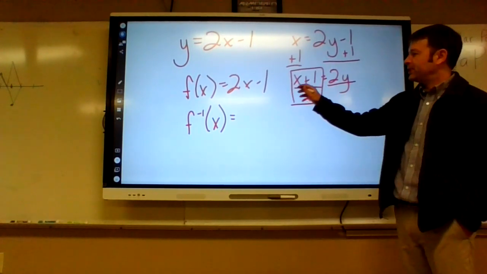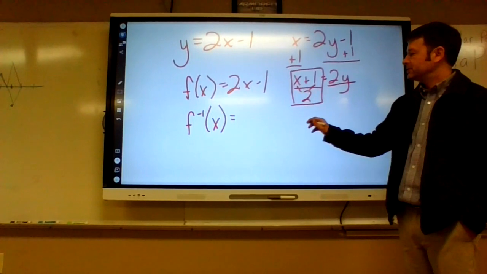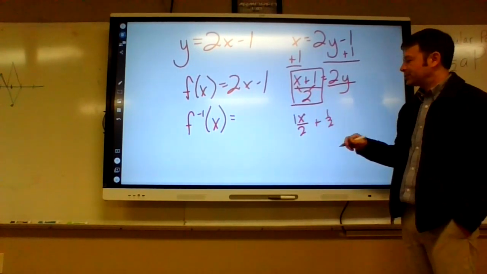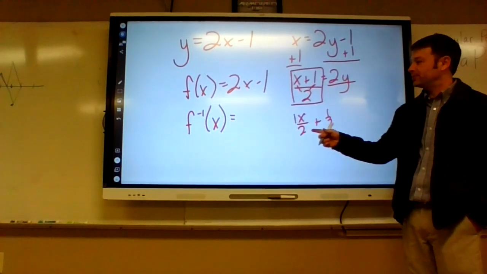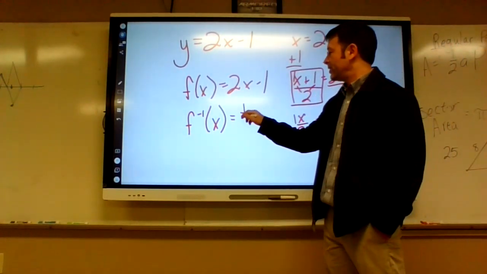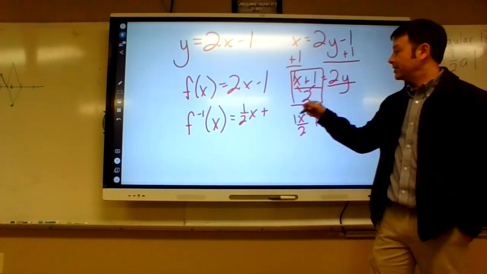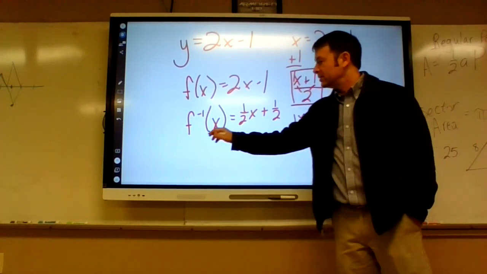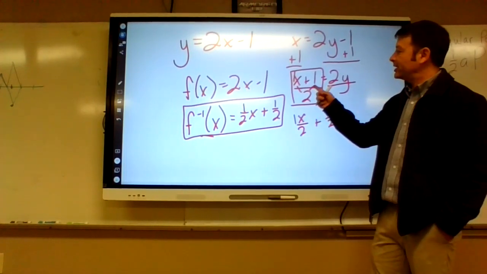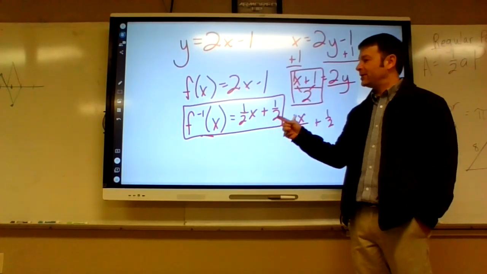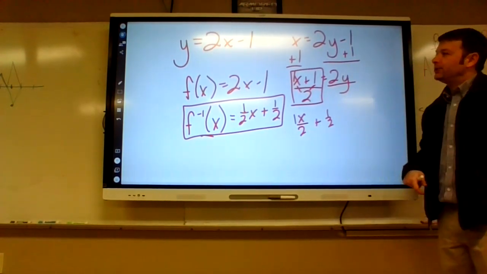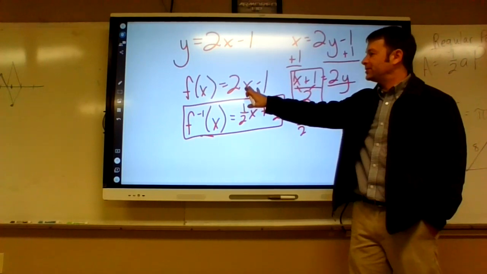It might be useful to write it in this form sometimes. If you're graphing it, it's more useful to be in slope-intercept form. So 1x divided by 2 would be 1/2 x, and 1 divided by 2 would be 1/2. I never know what the book's going to do. Sometimes they might put it like this, sometimes they might write like this. If you're graphing it, this is more useful. Anyway, if this is a function, this is its inverse.